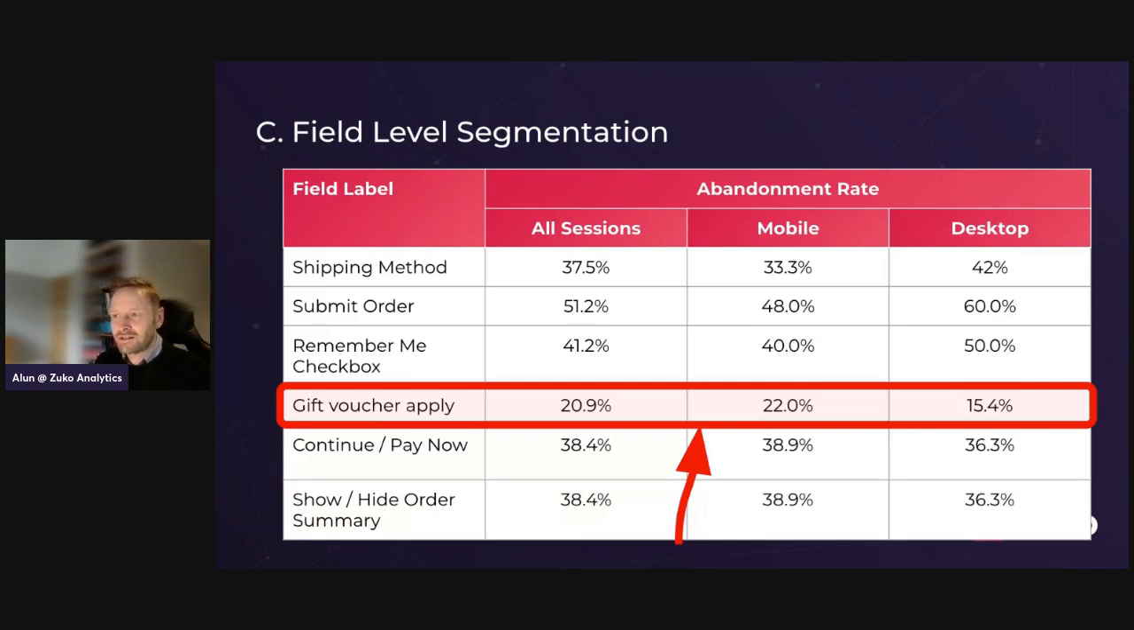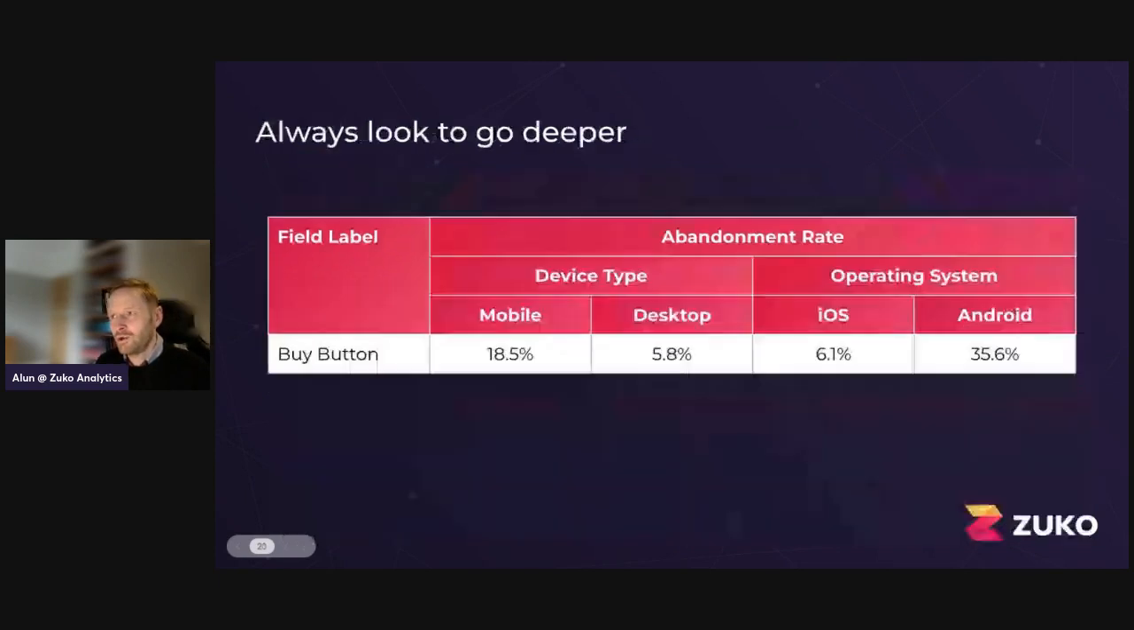So that's essentially important to do, but you don't want to stop at the first level. And kind of what you want to do is look to go deeper. Here's a slightly separate example, but along the same lines, of some data we were looking at recently on abandonment rates. So we were looking at device types. This was a buy button on an e-commerce checkout. So what we see here is the abandonment rates, 18.5% for mobile and 5.8% for desktop. So again, oh my goodness, mobile, we need to focus there.